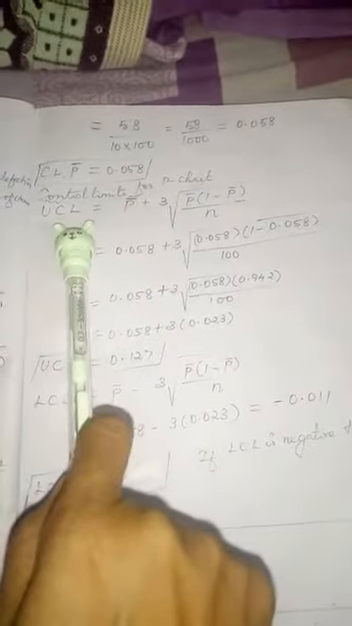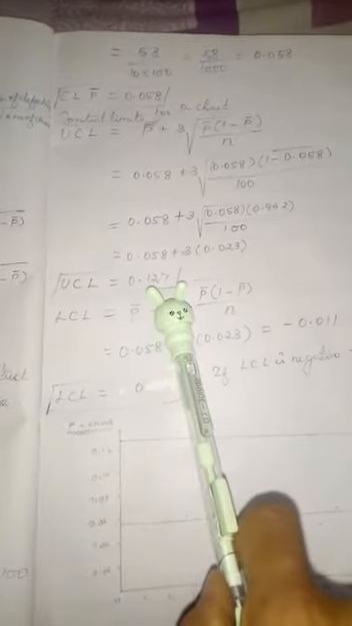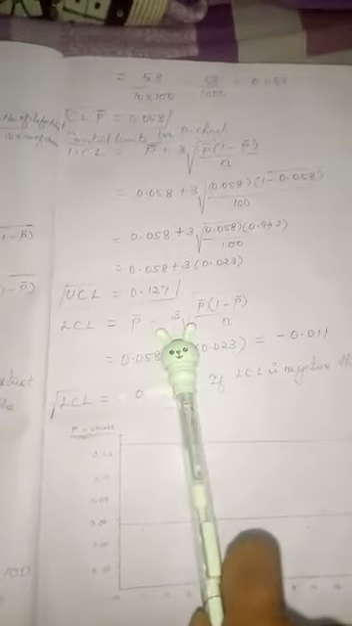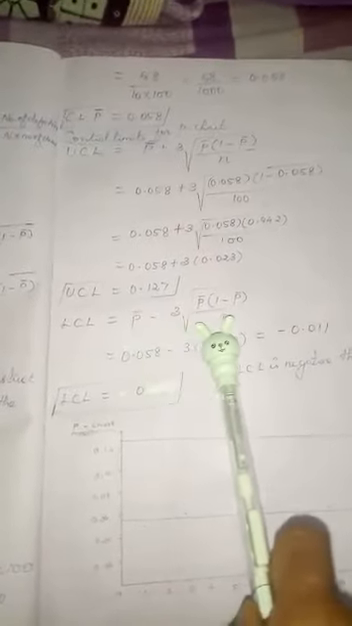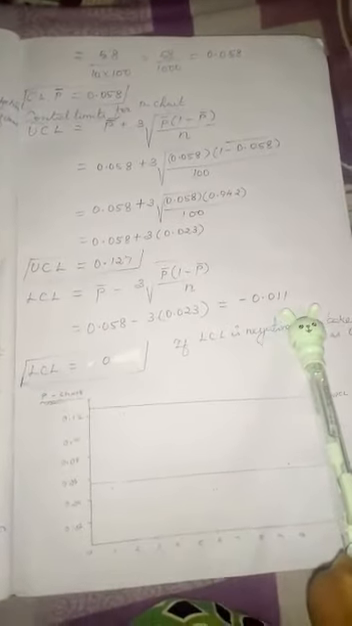So next we find the other control limits, that is UCL and LCL for the P chart. So write the UCL formula, P bar plus 3 into root of P bar into 1 minus P bar by N. Substitute the corresponding values and simplify it. You will get the answer as UCL equal to 0.127. Similarly, LCL is P bar minus 3 square root of P bar into 1 minus P bar by N. So you just subtract the value and the answer is minus 0.011.